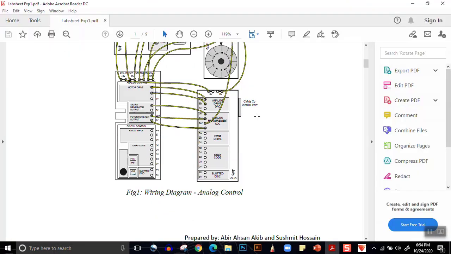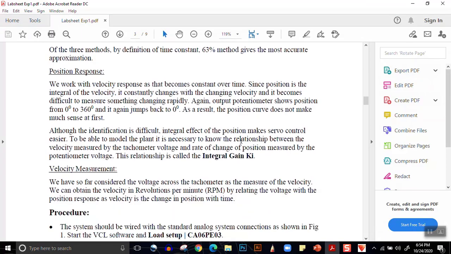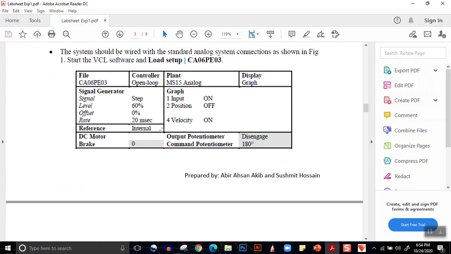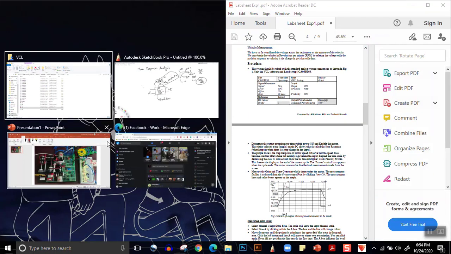Now, let us move to our actual lab sheet and see. In the lab sheet, we can look at the procedure first. First, the system should be wired with the standard, and okay, we have wired it. Then there is this thing provided, so we have to look into this. It says to open this file. Actually, in these files we have already set up this system. Still, I'll show you how to set up this system on your own.